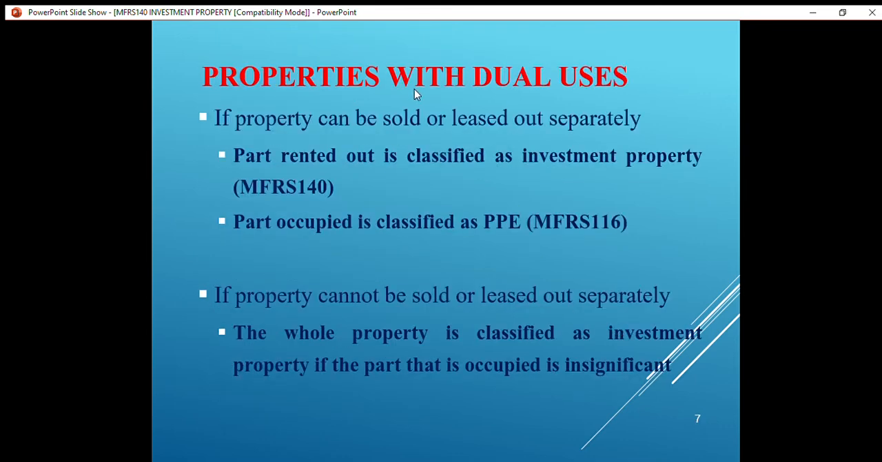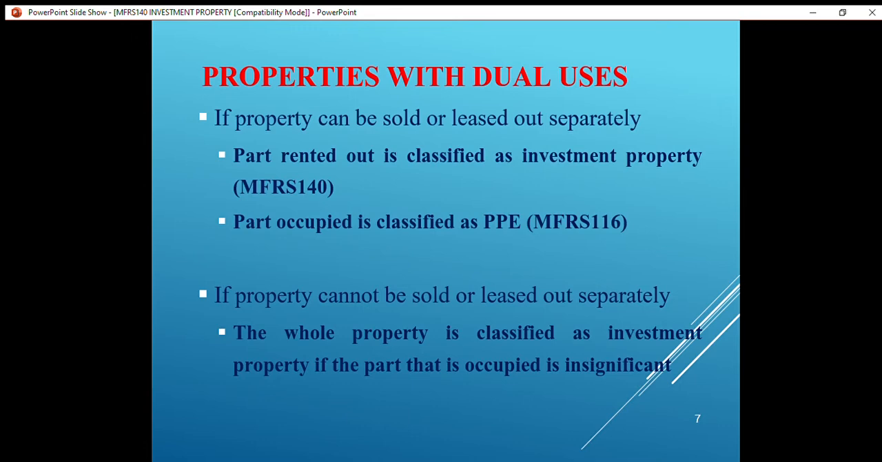Next, we go to properties with dual uses. Let me give you an example of properties with dual uses. Let's say an entity has a building that has 10 floors. The first 2 floors are used as administrative office, while the other 8 floors are rented out to the third parties. So the property actually has dual uses, right? The first one is for administrative use and the second one is for rental.